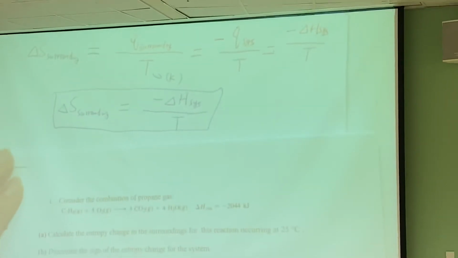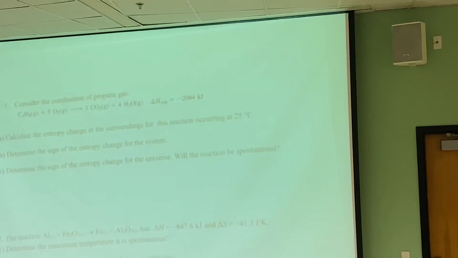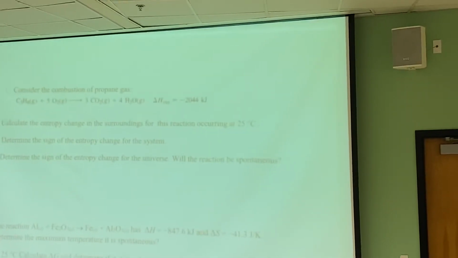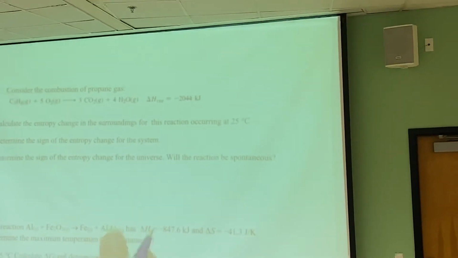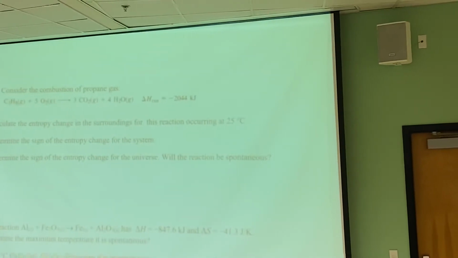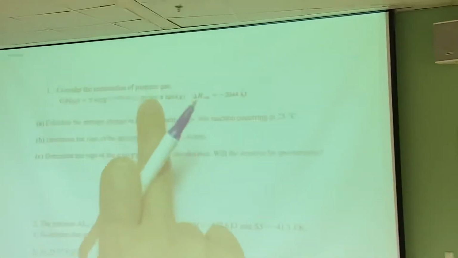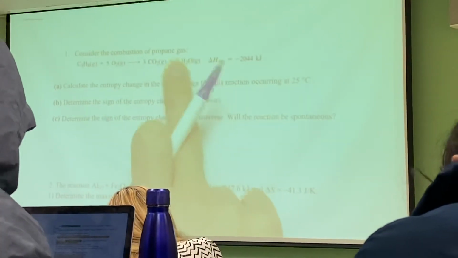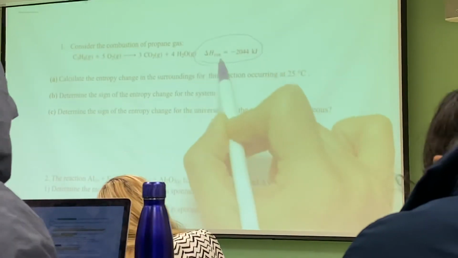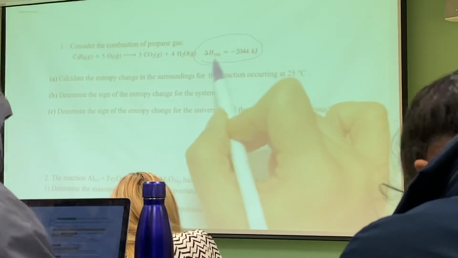Now, based on this equation, let's work with a problem. Again, you must review chapter 6. When we started this chapter, we said we're going to use a lot of information from it. So now let's see. Consider this combustion. Combustion means something burned, okay, with oxygen, of propane. And you're given delta H reaction. So is delta H reaction your delta H system or surrounding?